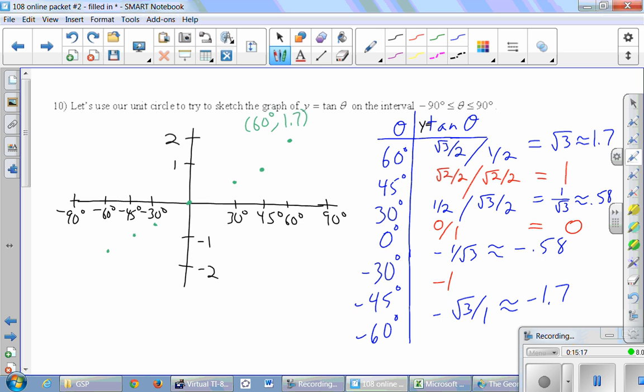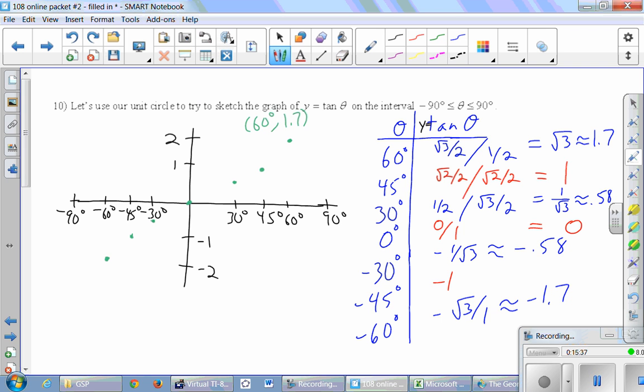And so we have 7 points in front of us. Wasn't very accurate here. Let's fix this a little bit. So negative 30, we were at negative 0.58. So maybe that's here. And then we're at negative 1. And then we're down to negative 1.7 down here.